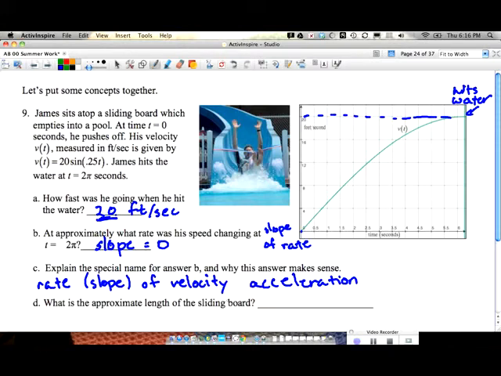What's the approximate length of the sliding board? So what they're really asking is, we're going up this board and way up the hill, and how far did we go? Well, you've got to remember that distance equals rate times time. And now rate is not constant, but if we found the area, like we did in problems earlier, the area is going to equal that distance because the area is our rate times the time. So let's try and find this area.